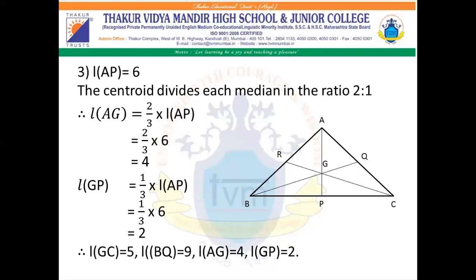Therefore, length GC is equal to 5, length BQ is equal to 9, length AG is equal to 4, and length GP is equal to 2.